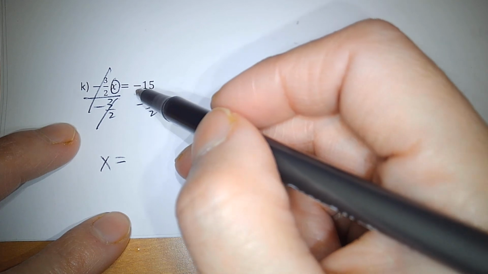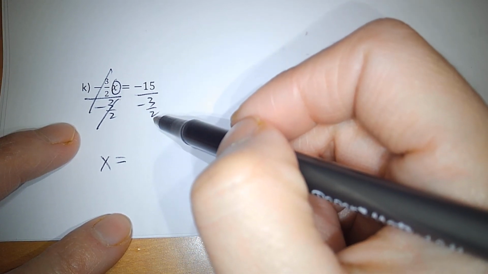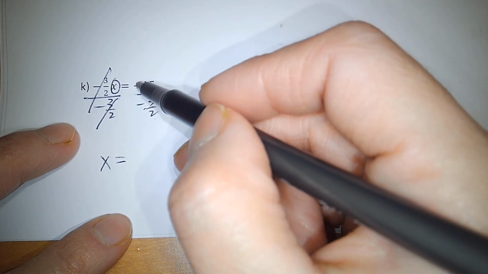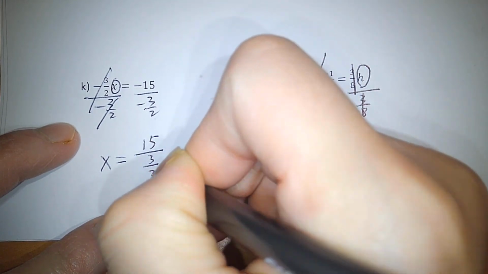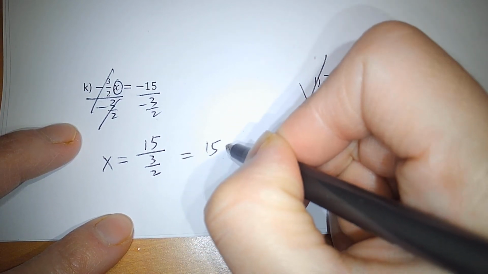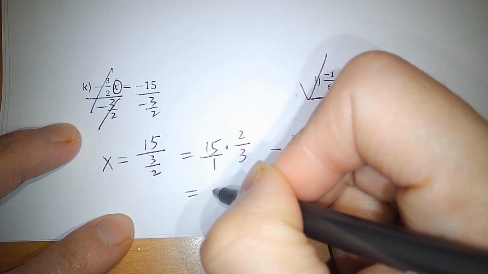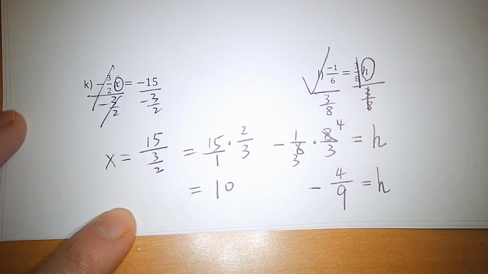Well, okay, we're going to have negative 15 divided by negative 3 over 2. Negative number divided by negative number gives us what? Positive number. So it becomes 15 divided by 3 over 2, right? So 15 multiplied by 2 over 3, right? So eventually we should get what? A positive 10. Who got a positive 10? Please hands up. You got positive 10, right?